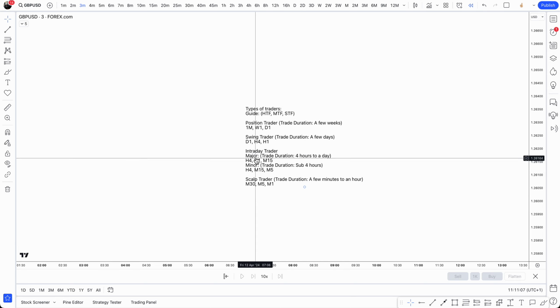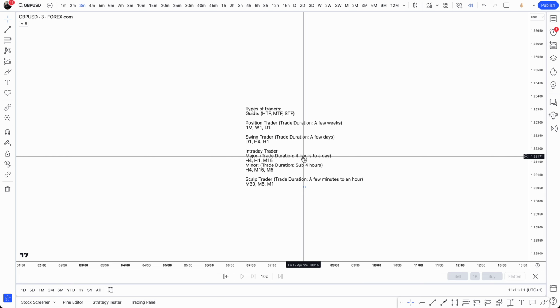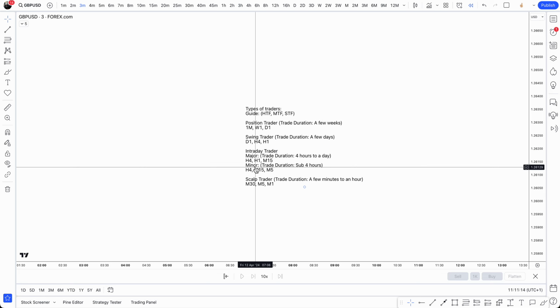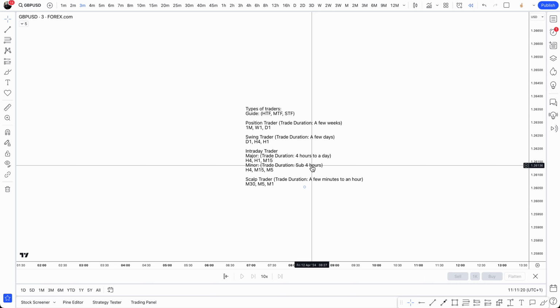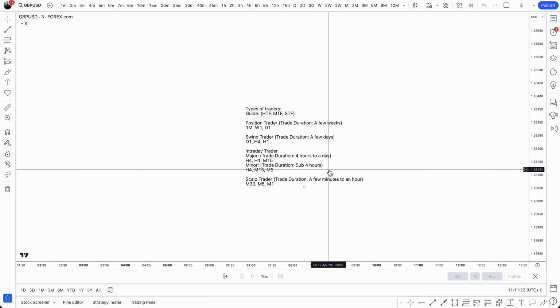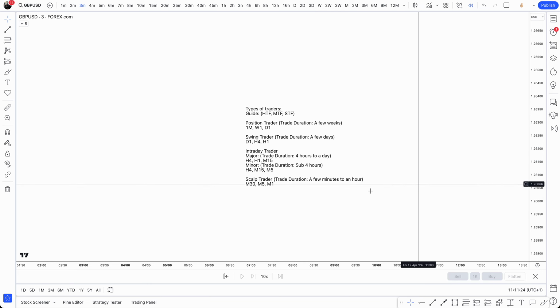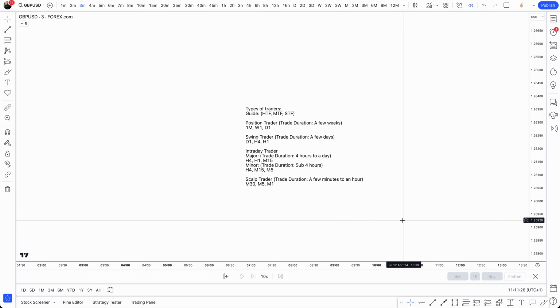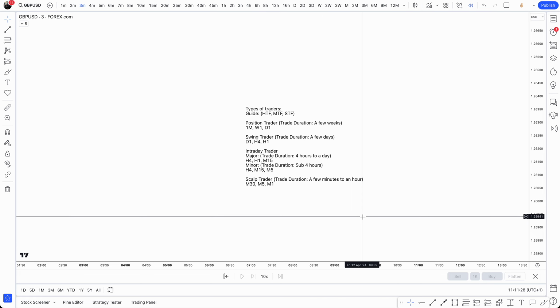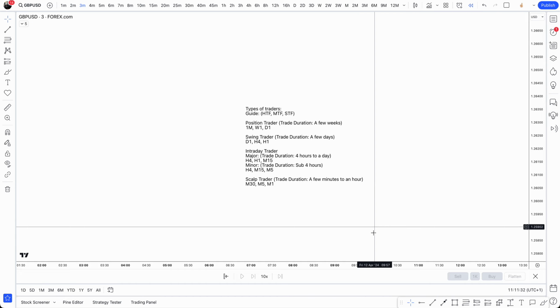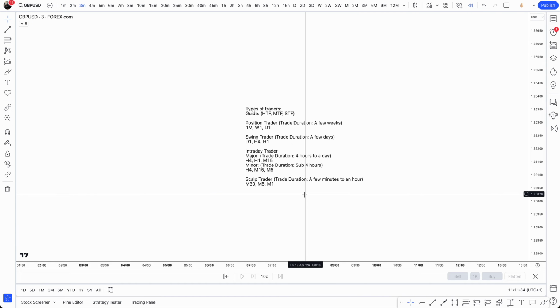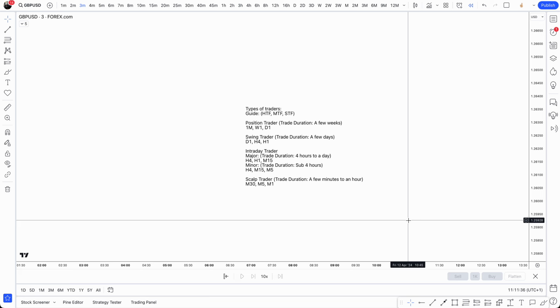As a major intraday trader, your trade duration will be around 4 hours up to a day, and your minor will be under 4 hours, right? It'll be probably about an hour to 4 hours. It could stretch to maybe 12. Obviously, it's just end of session, say from London to end of New York, that's typically what you'd be looking at as a maximum. And then a scalp trader can be a few minutes or even a few seconds, depending on the trade, to an hour, maybe a couple hours as well, right?